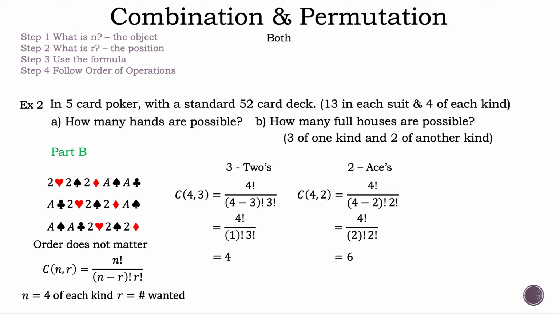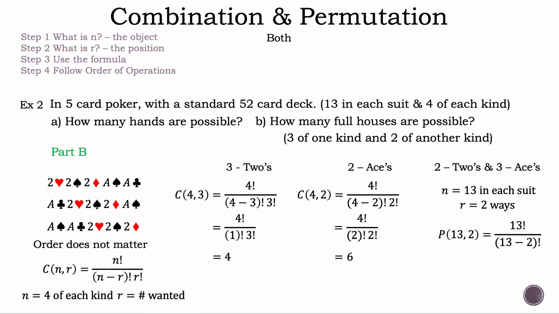We have one more obstacle here. Do we know what it is? That is correct. We could have 2 2s and 3 aces. So there are 13 in each suit, which is our N. And we have 2 ways, which are 3 2s and 2 aces, or 2 2s and 3 aces. So that means we have 13 permutations of 2.